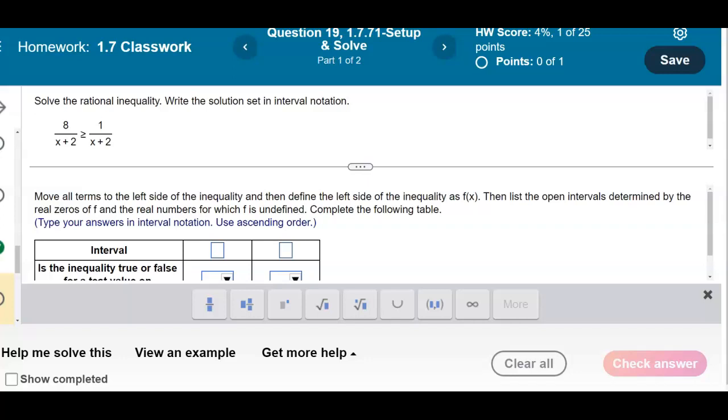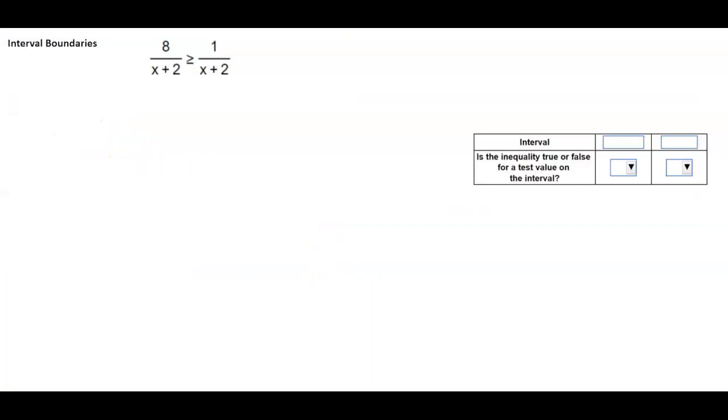Solve the rational inequality and then write the solution set in interval notation. We have x divided by x plus 2, which is greater than or equal to 1 over x plus 2. So let's take a look at that.